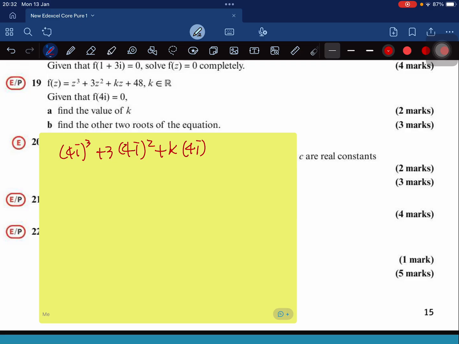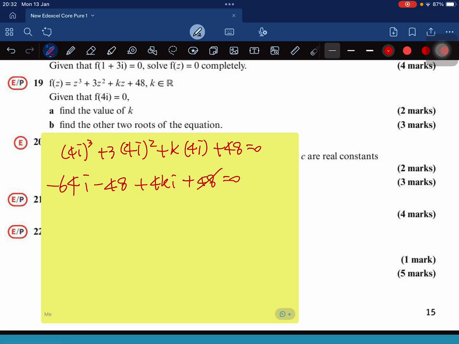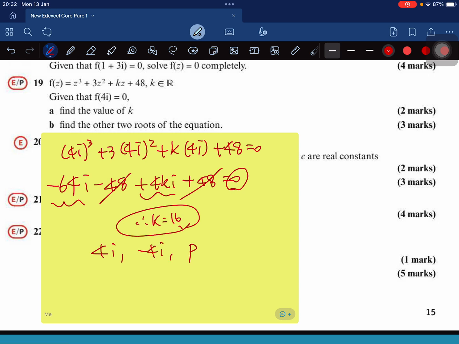Because the next question is about the other solutions. So 64 negative i plus 48 negative 48 plus 4ki plus 48 equals 0. Now we don't have any real part. Only we have imaginary part, and it should be 0. Therefore, k equals 16. So the other two roots of the equation are 4i and negative 4i, and p again.